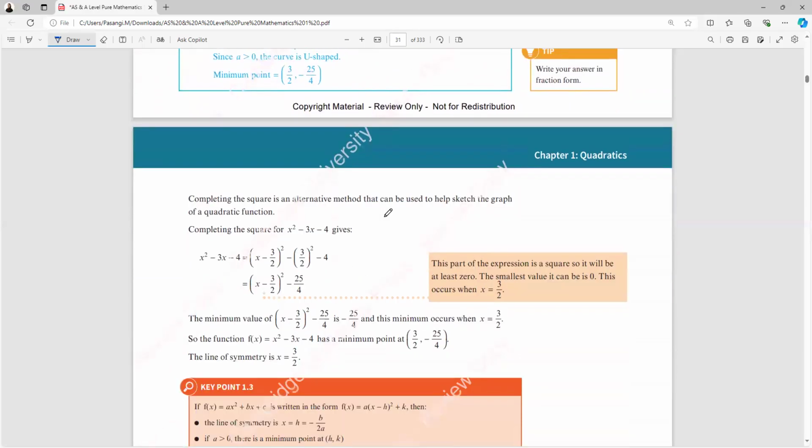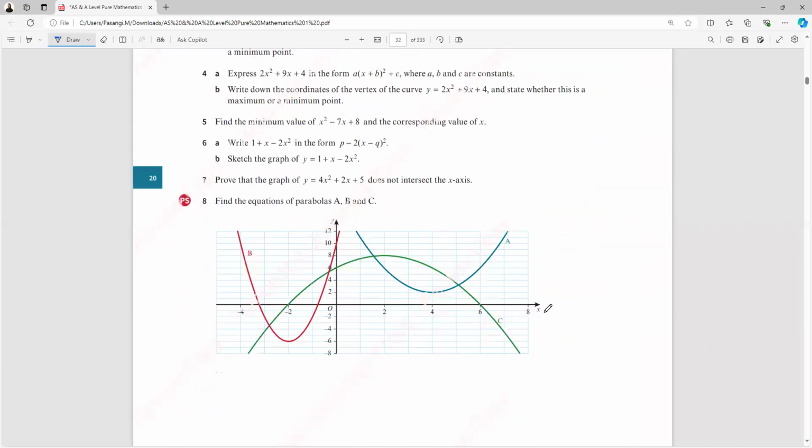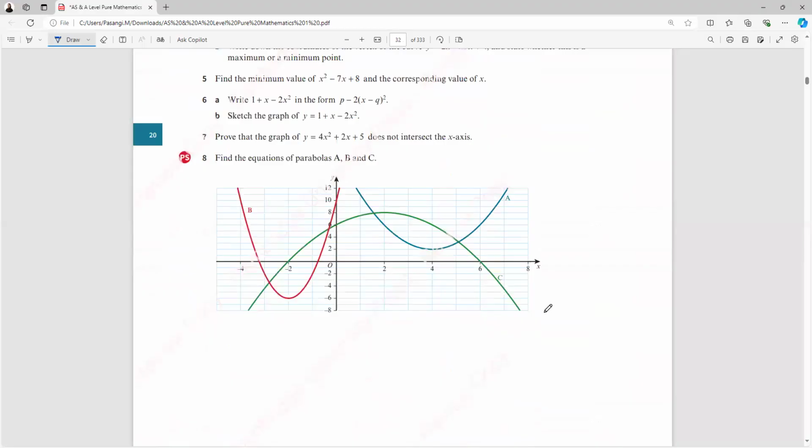Okay, then that's also fine. Then you can find out the symmetric line as well. The symmetric line goes through the vertex point as well. The minimum point and the maximum point you also know. Yes. Can you find the quadratic parabola?